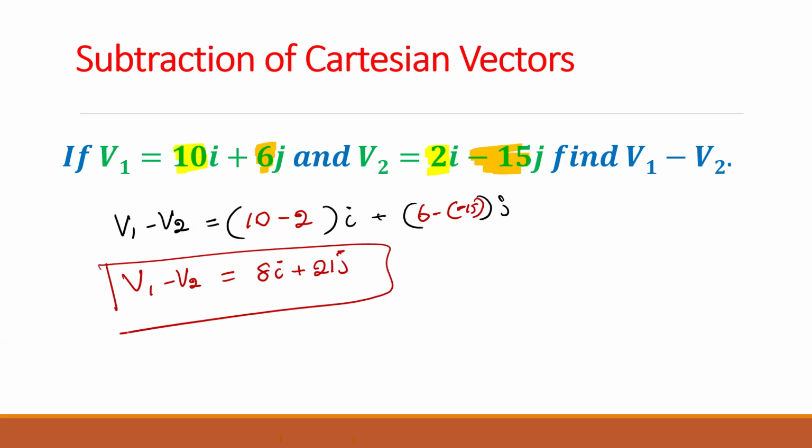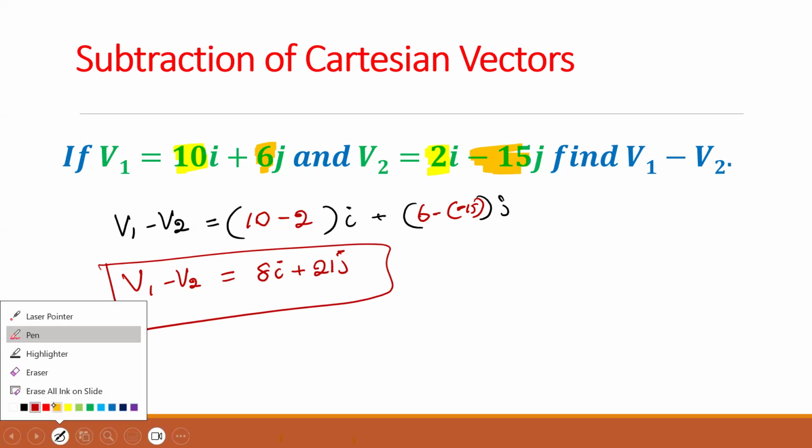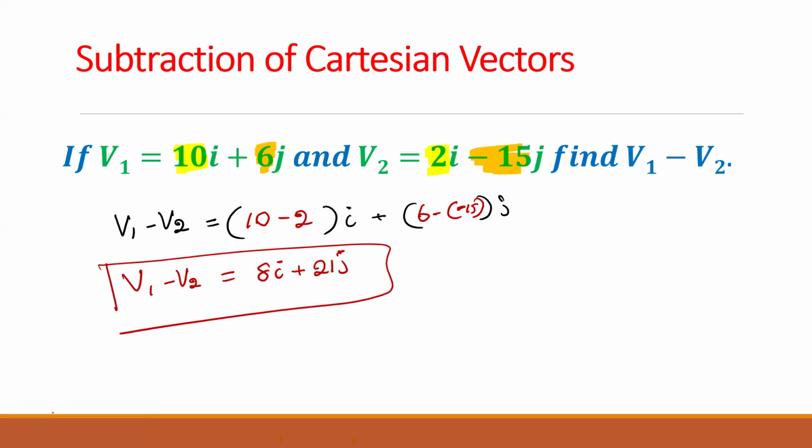In case they ask you to find the magnitude and the direction, you find the magnitude and the direction. Because this is the X component, this is the Y component, you can find the magnitude using the Pythagoras theorem, and also you can find the direction considering the tan. Any question?